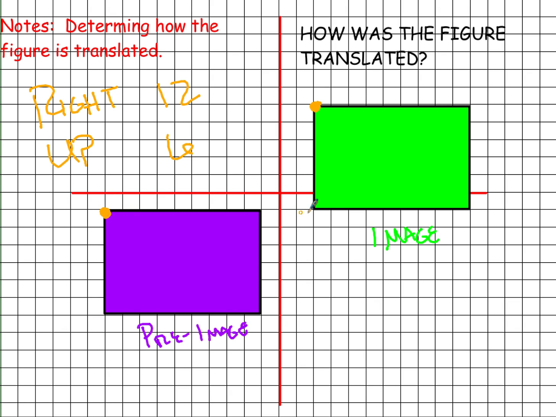I had to go right 12, and I just counted. I matched up the points in the graph, so I knew the top left corner had to get to this top left corner and went right 12, and then it had to go up 6. And that should be the same thing for the bottom left corner. If I match these points, this would be going right 12, up 6. Same thing to get the top right corner, right 12, up 6. So this would be my translation.